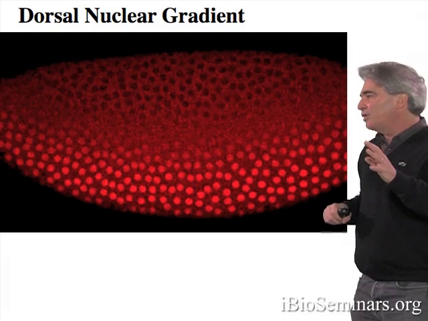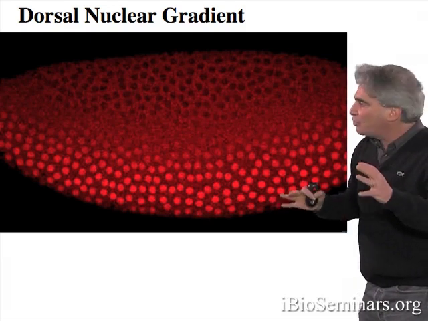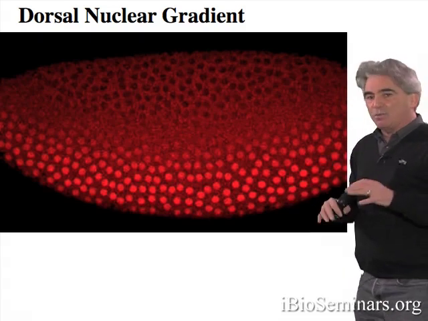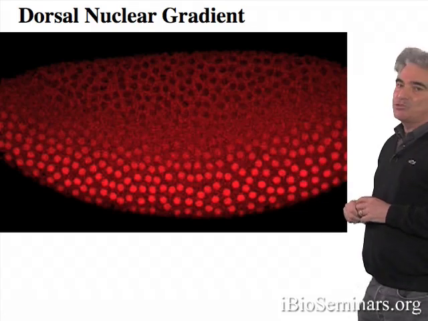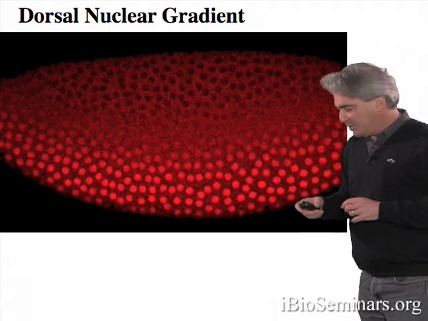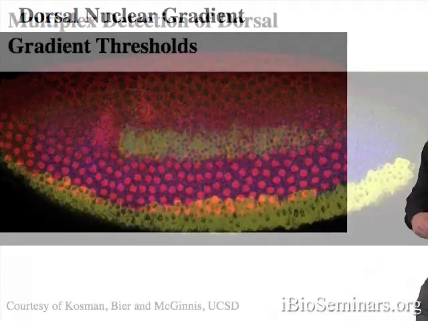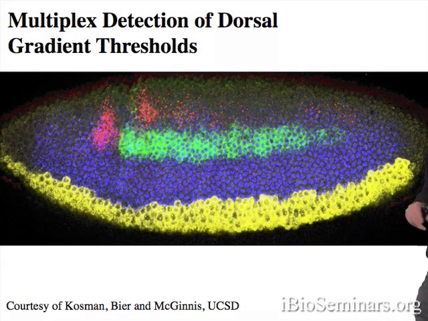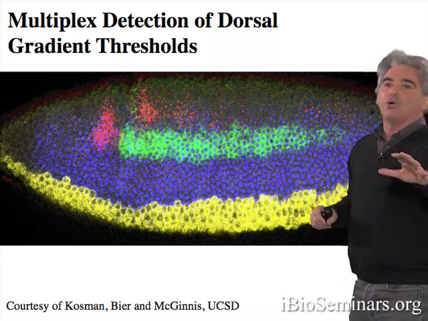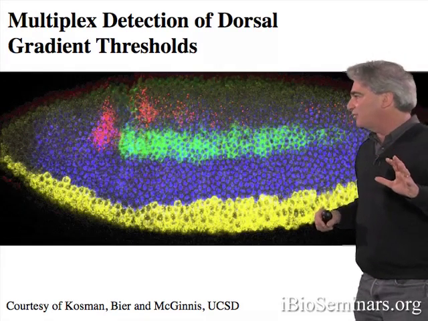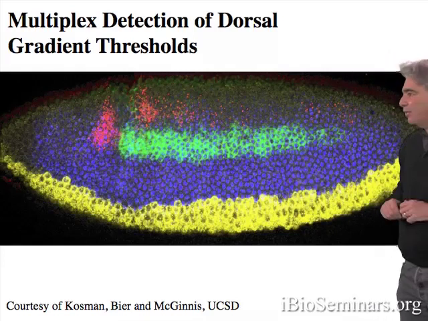Now, this Dorsal nuclear gradient controls dorsal-ventral patterning by regulating something like 50 target genes in a concentration-dependent fashion. And some examples of these targets are shown on the next slide. So here's a side view of an embryo that's just 1 hour older than the one I showed you on the previous slide. This is a 3-hour embryo.